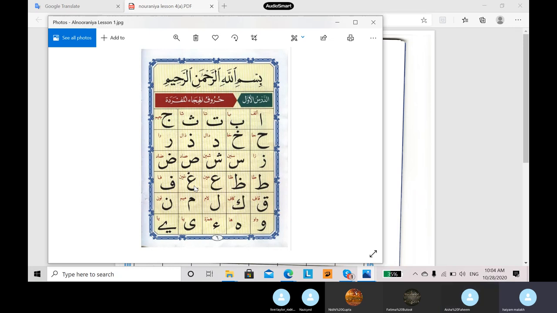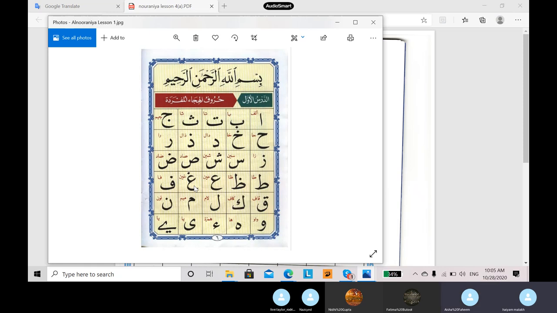Fa. Qaf. Not Qaf. There is a difference between Qaf and Kaf, the letter after. Some people confuse between Qaf and Kaf. Like if I want to say Noon, wal qalami wa ma yasturun, it is different when I say noon wal kalami wa ma yasturun. See? I say qalam. Qalam. Not kalam.